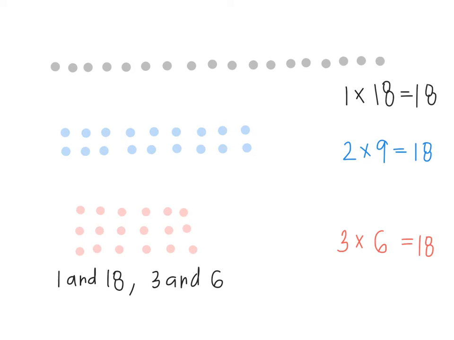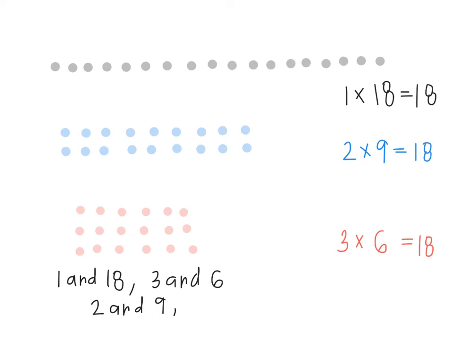Now, Avani, 3 and 6 is not wrong, but you're going in a way that will make it so that you might miss numbers. What should you have said instead? 2 and 9. Remember, if we go in order, then we won't miss numbers. Okay? So go in order. Good. So those are the factor pairs.